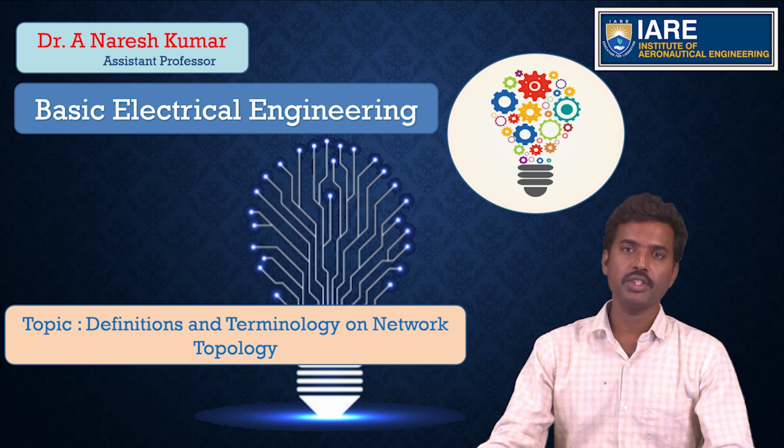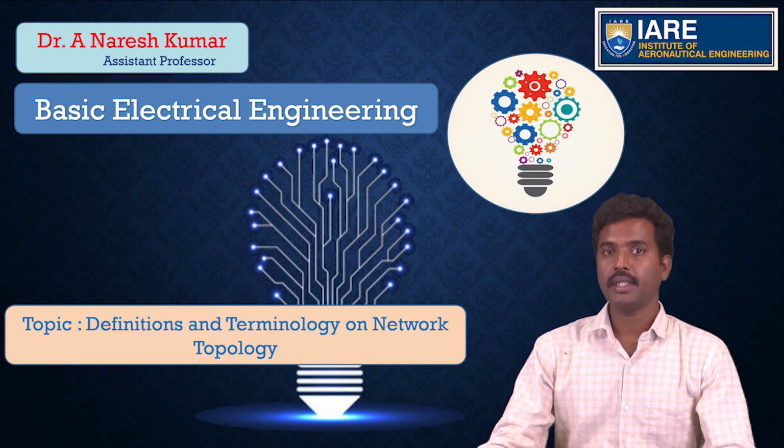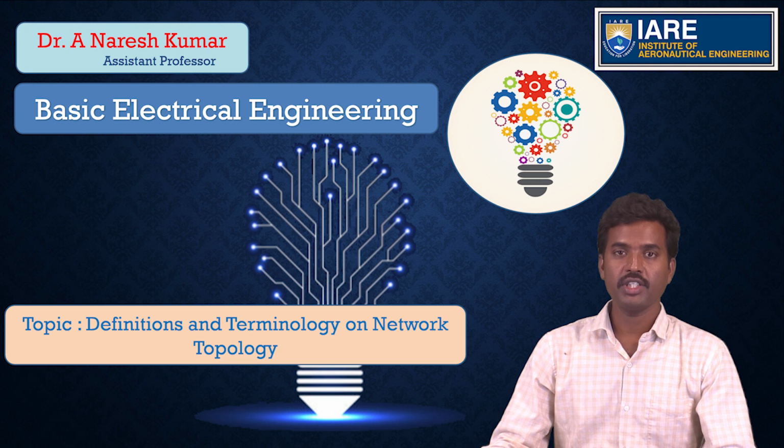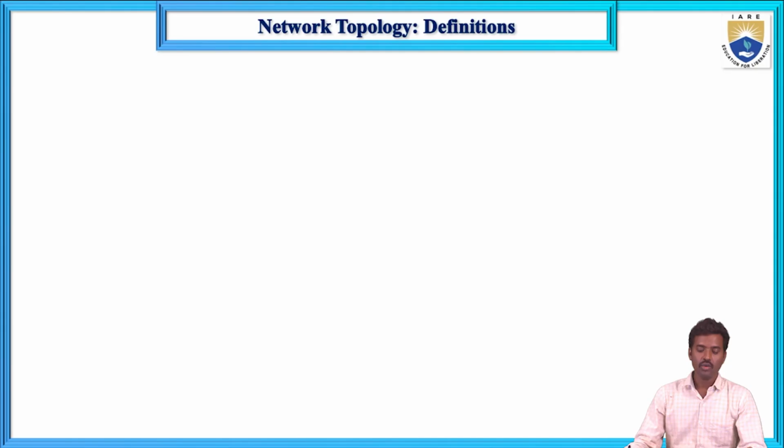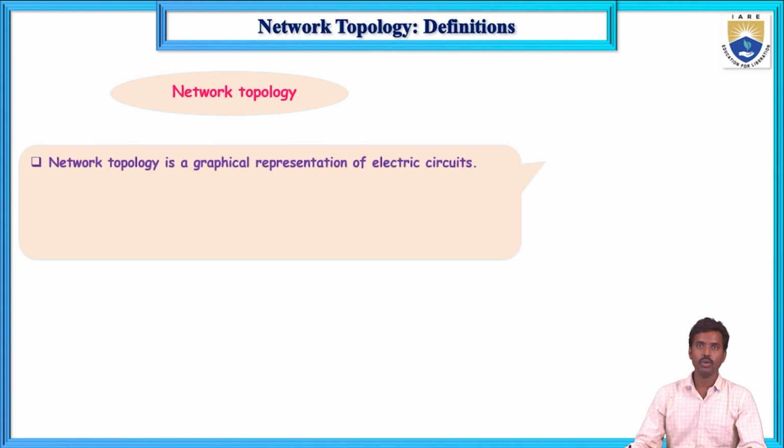Today we are going to discuss network topology and its definitions. What are the definitions here? The graph definition, the network topology importance, node, branch, loop, tree. We will also discuss the oriented graph and the unoriented graph in this lecture. Now, first, network topology. The definition for network topology.